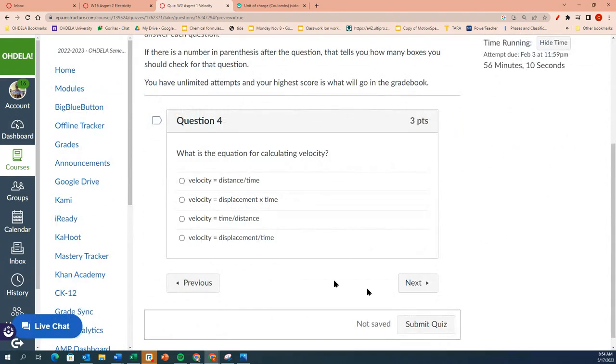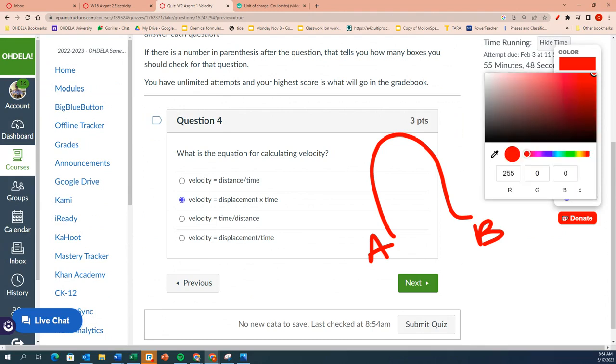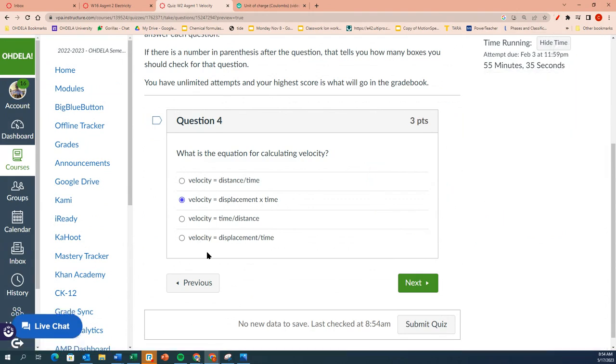Number 4, what is the equation for calculating velocity? Velocity is displacement. Remember, displacement looks like this. If I have the distance from A to B, displacement is just the linear distance, the shortest distance between the start and finish. So that's displacement divided by time. I got that one wrong. I'm sorry, displacement divided by time, not displacement times time.